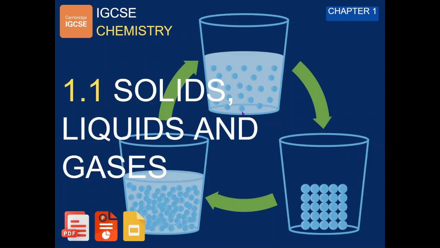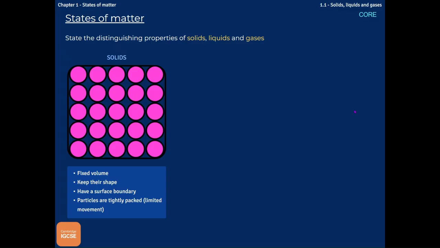But today we're going to talk about these different phases of matter, right? There are three of them. We're going to talk about their distinguishing properties and some other things. So let's get into it.